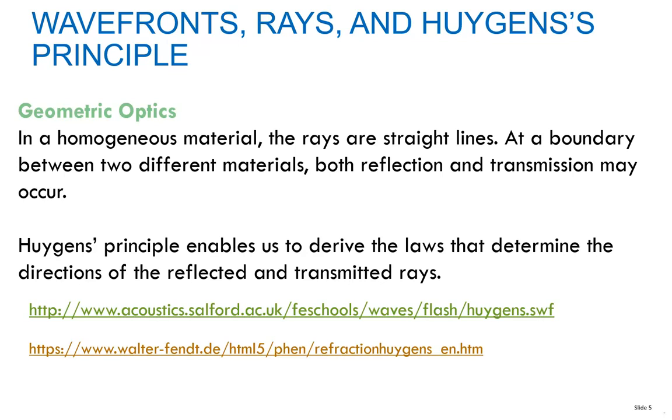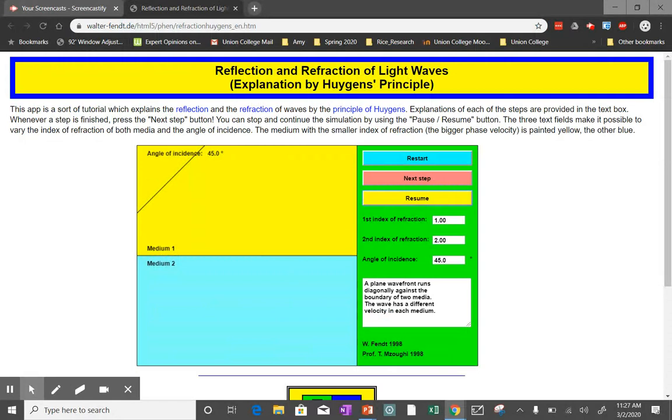So I'm going to go to this lower link, and I already have it open here. This lower link shows you a wave coming in. I have a wave front, just a single wave front, and it's going to go from medium 1, which is set to index of refraction 1, to medium 2 with index of refraction 2. It doesn't show anything happening; I have to go to the next step. Now it's going to start a new wave when it hits the surface, following Huygens' principle. You see those waves coming out.